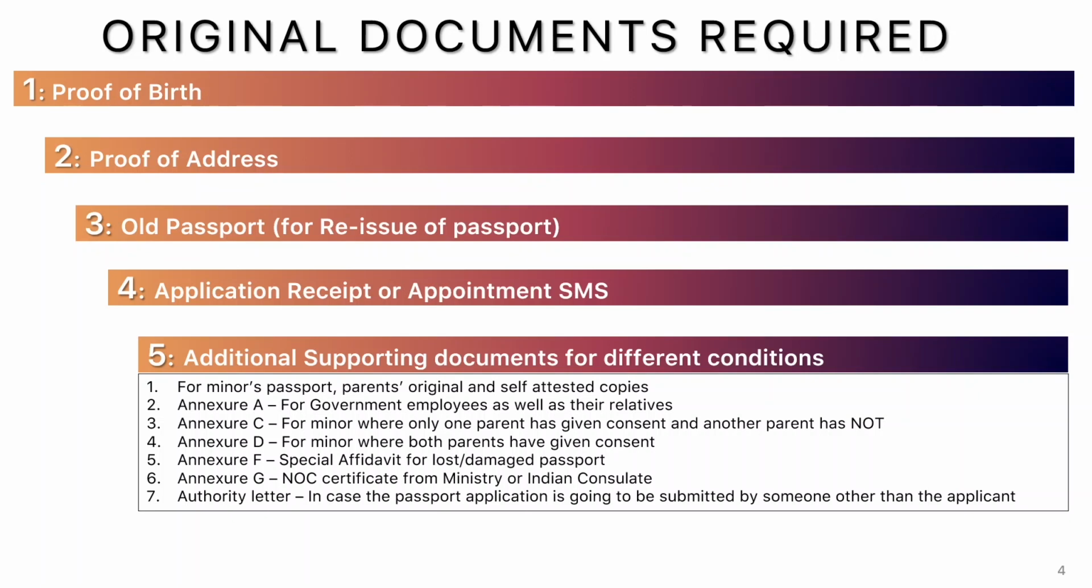Annexure F is a special affidavit required for a lost or damaged passport. Annexure G is a no objection certificate which you need to furnish from the ministry or from the Indian consulate in case you're outside the country. An authority letter is required in any case where the passport application is going to be submitted by some other person apart from the applicant.